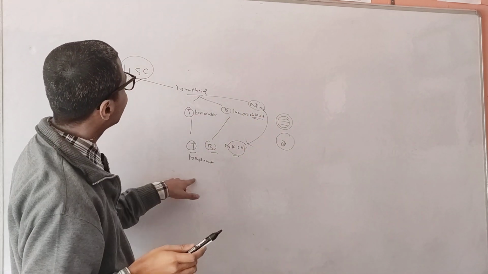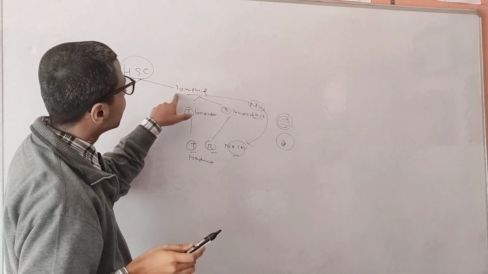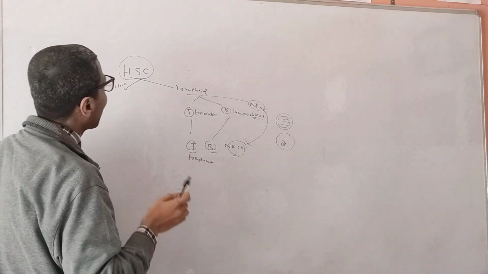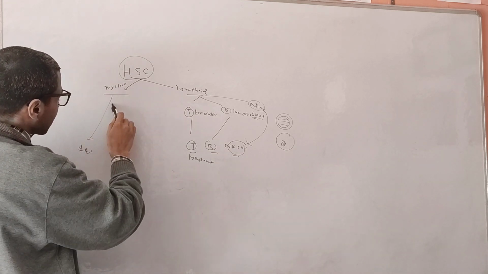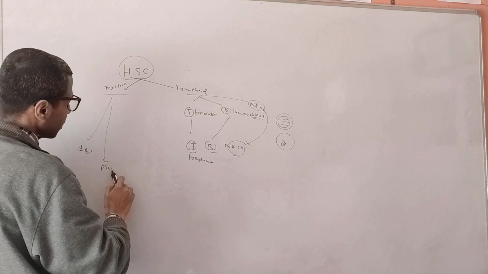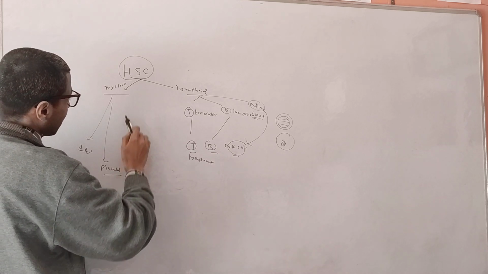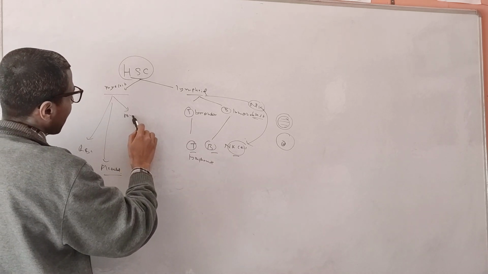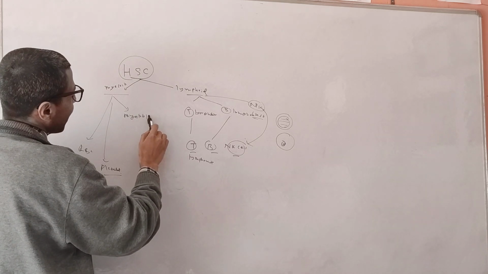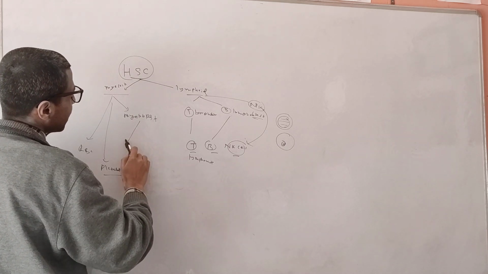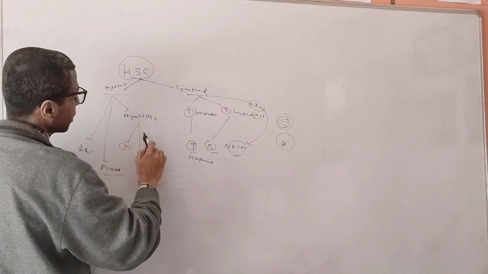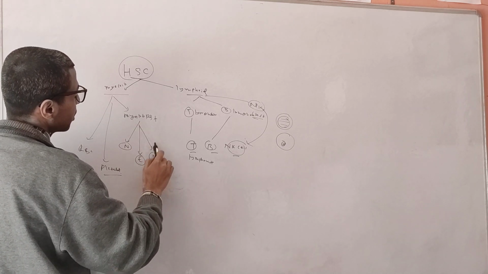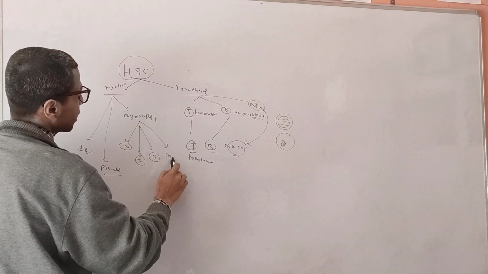So these cells are derived from the lymphoid lineage, and the myeloid lineage forms RBC, platelets, and myeloblast. This myeloblast differentiates into neutrophils, eosinophils, basophils, monocytes.